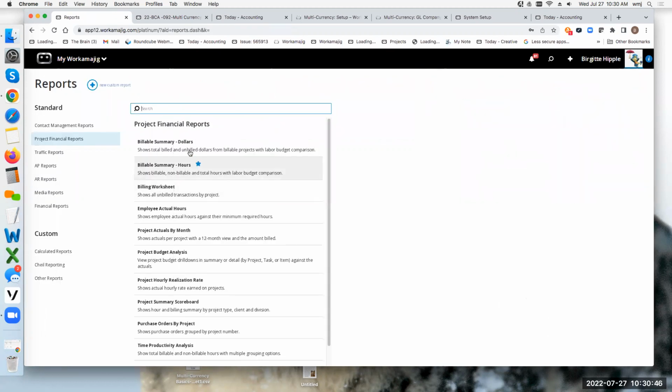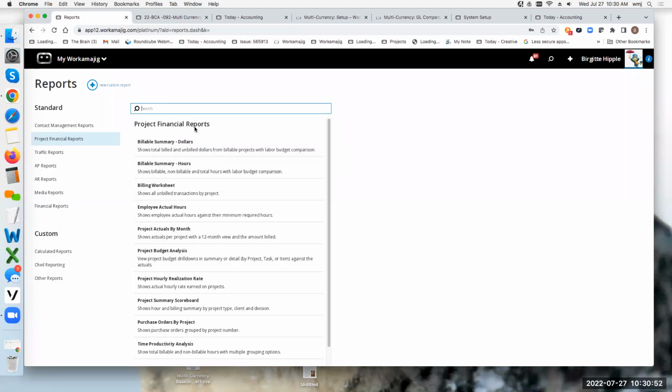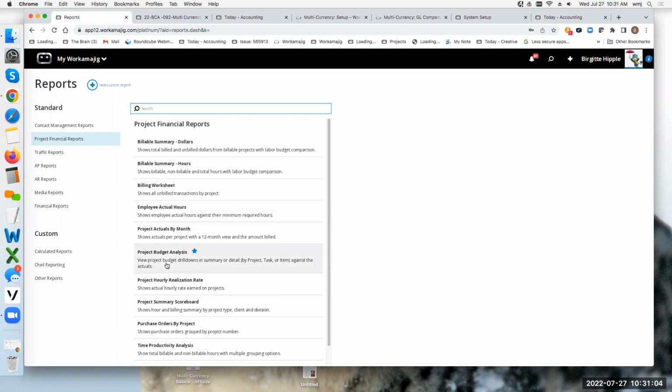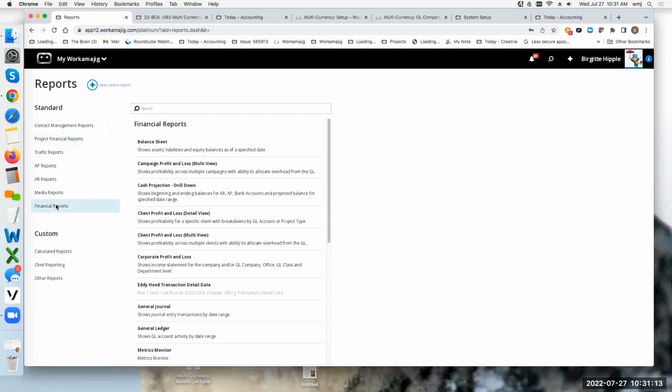Okay. All of these reports here in the project financials, when they're talking dollar amounts, are going to be based on the currency of that project. It's not mixing and matching. I cannot run the project budget analysis report and throw all my projects together because we're talking apples and oranges. On the other hand, when we get to financial reports, we're actually going to be looking at the home currency because those are my taxes. I need to be able to run my corporate P&L in my home currency. And this is where revaluations come in and that type of thing.